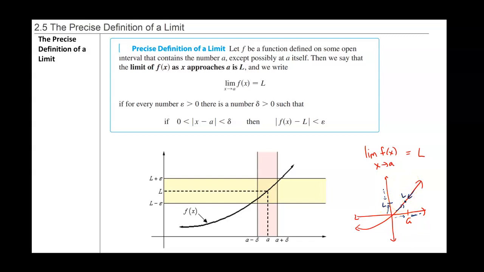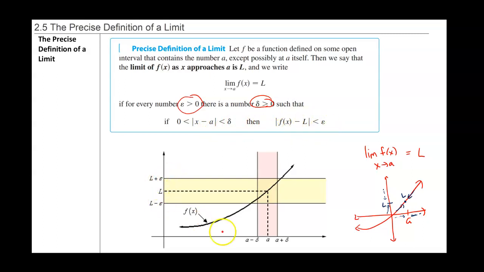So the precise definition of a limit says that if f is a function defined on some open interval, so it has to be defined, of course, that contains a number a, then we say that the limit of f of x as x approaches a is L. That's what this is. As we get closer and closer to a from both sides, the function approaches a limit L. And we write that the limit of f of x as x approaches a equals L. Now, the precise definition says this is true if for every number epsilon greater than 0, there's a number delta greater than 0, so that if 0 is less than the absolute value of x minus a, which is less than delta, then the absolute value of f of x minus L is less than epsilon.